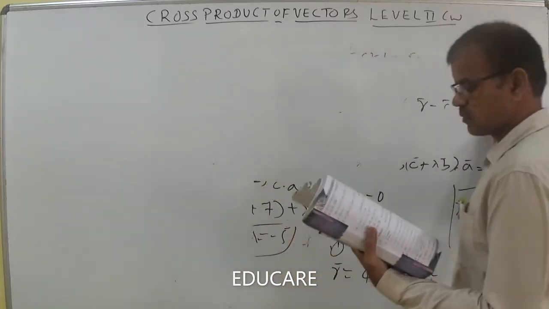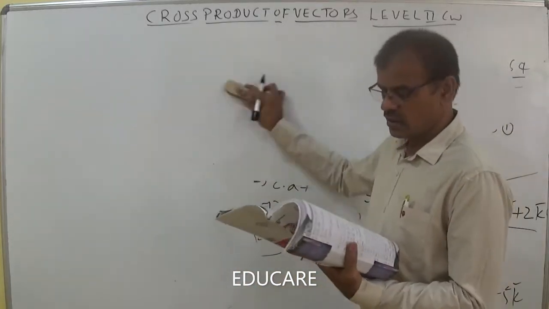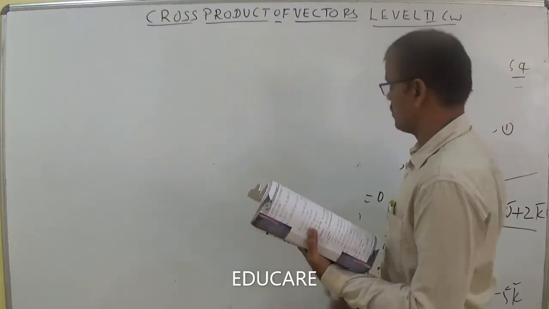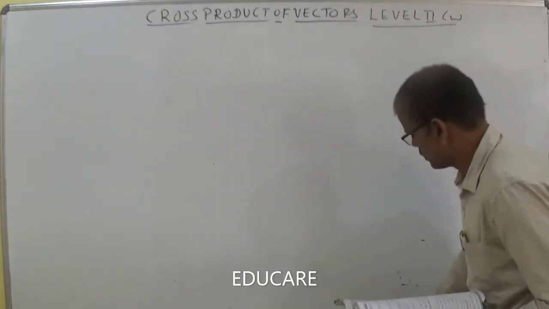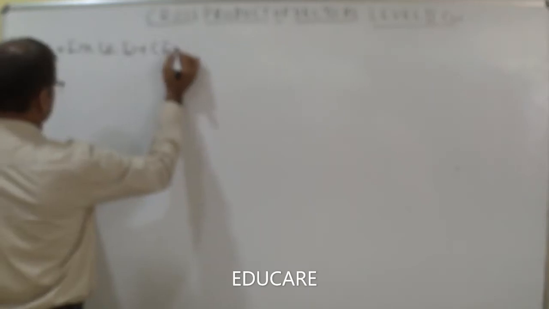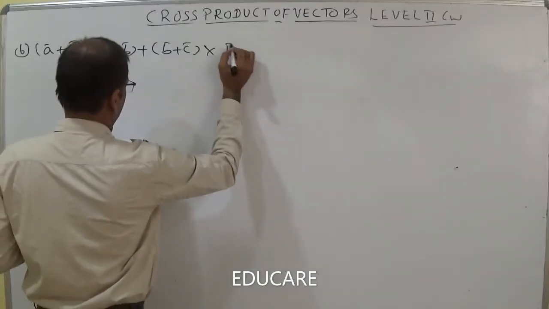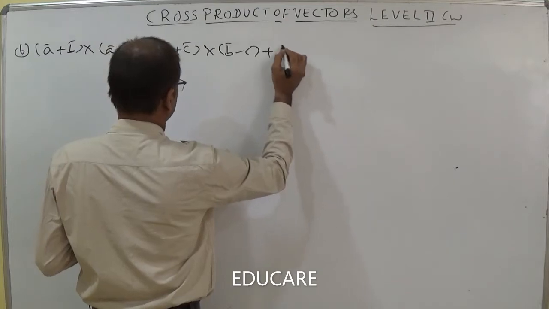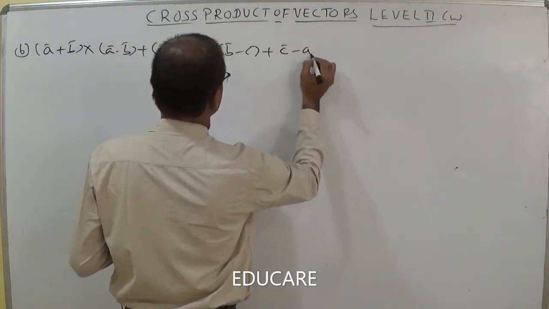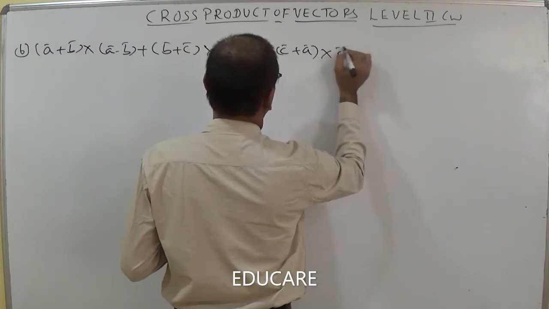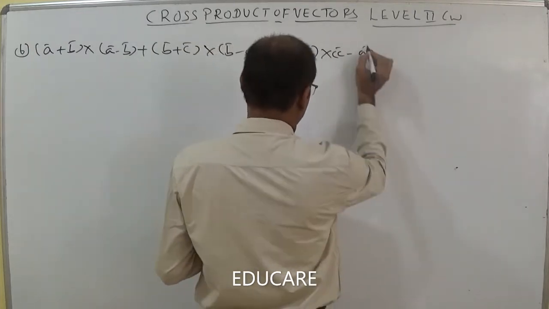Now let us discuss the sixth question. A plus b cross a minus b, like that. The cyclic expression he has given. A plus b cross a minus b plus b plus c cross b minus c, like that. Sixth one. Vectors: a bar plus b bar cross a bar minus b bar, plus b bar plus c bar cross b bar minus c bar, plus c bar plus a bar cross c bar minus a bar. It is a cyclic expression he has given.